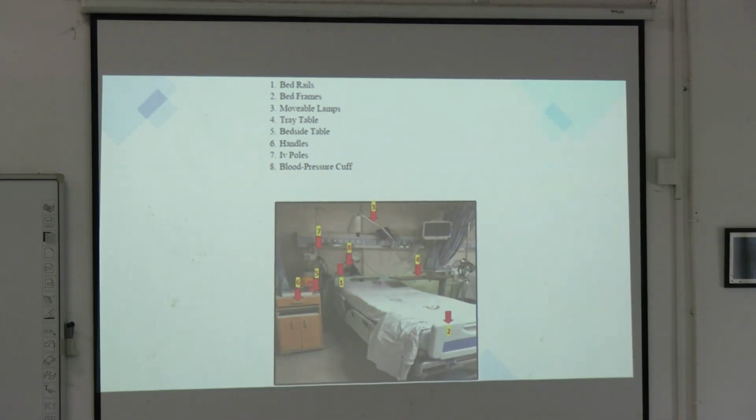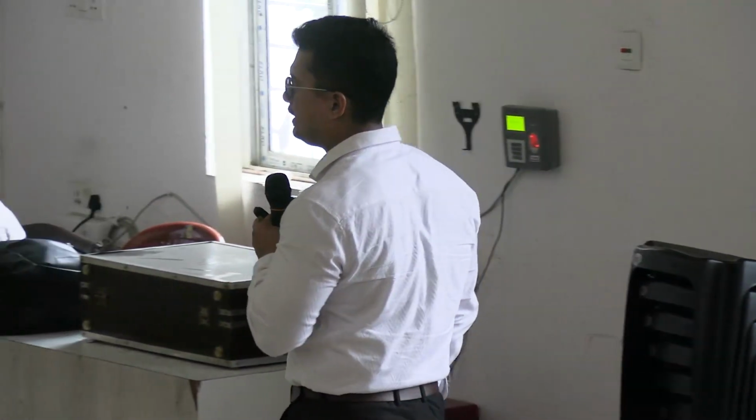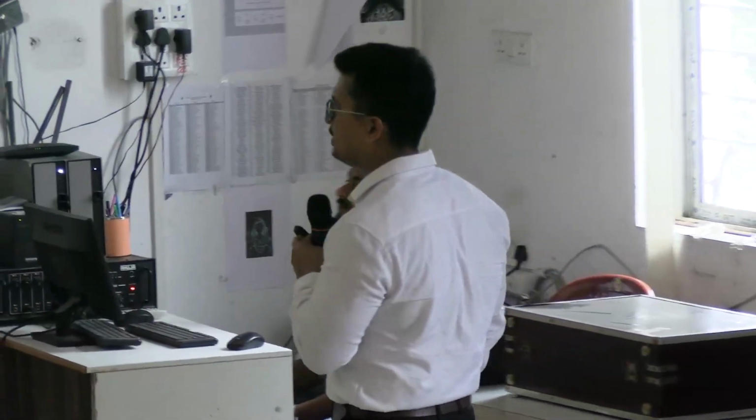So you see, these are the high touch surfaces that need monitoring. What are these things? Bed rails, then frames, movable lamps if you have, tray table, bedside table, handles, IV poles, and blood pressure cuff, very important.